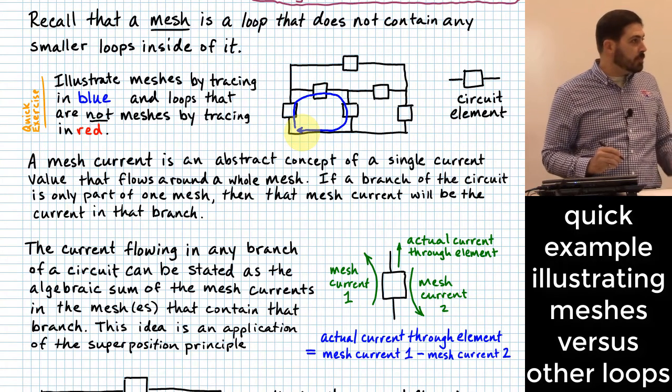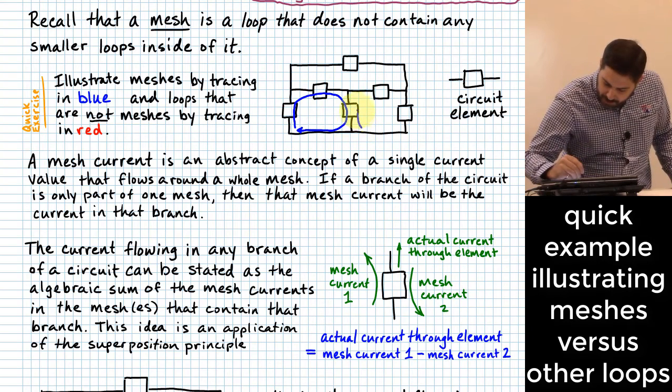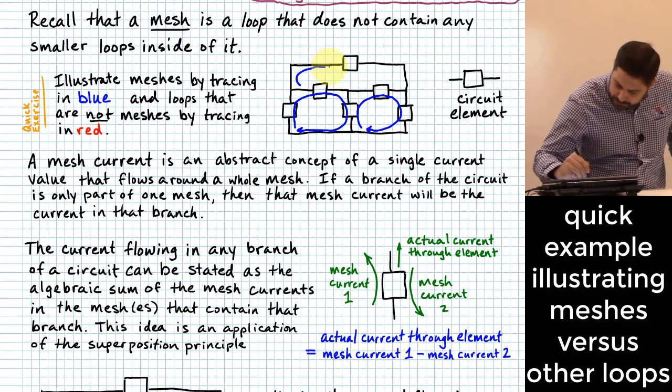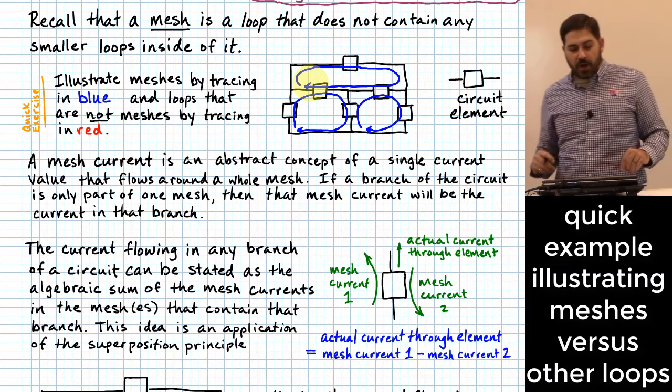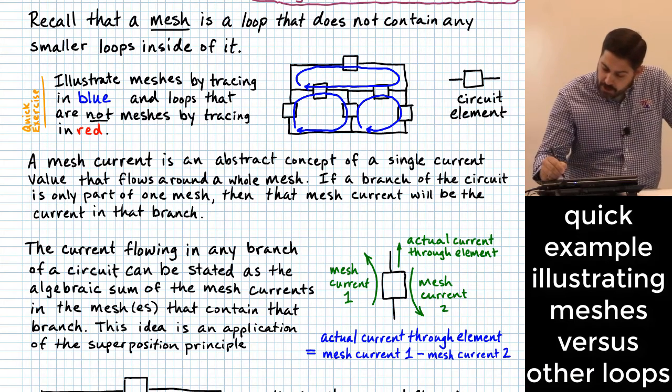Okay, it's hard for you to probably communicate this, but one of them is right here. There's no loop inside of that loop, right? So then there's another loop maybe right here, and then a third loop up here. These are the mesh loops that are in this circuit. Are there other loops? Okay, there are, but they are not meshes.